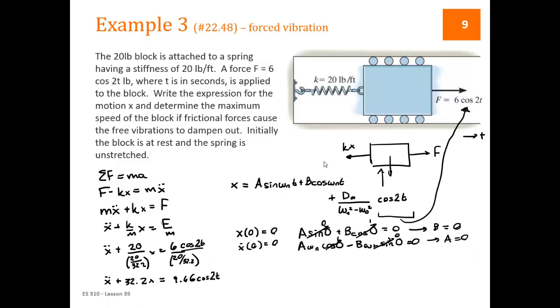So both of those terms are equal to 0, so x is equal to d naught, which was whatever's in front of our cosine term here. So this is d naught: 9.66 divided by omega n squared. Well, omega n is whatever's in front of the x term, the non-derivative term, so omega n squared is 32.2. Omega naught is whatever's inside the forcing function, so that is minus 2 squared.